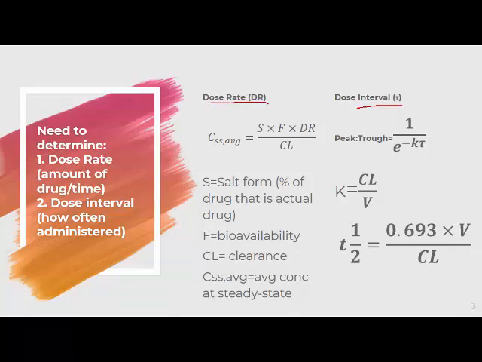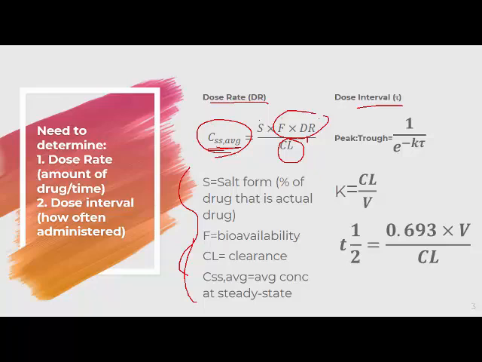To determine our dose rate, we want to look at our CSS average and see if it's where we want it to be. The determinants of CSS average are bioavailable dose rate, drug in, over drug out, clearance. If there is a salt form involved, then we also have to consider that. I've just put the definitions here for you, but I'm sure you already know those.